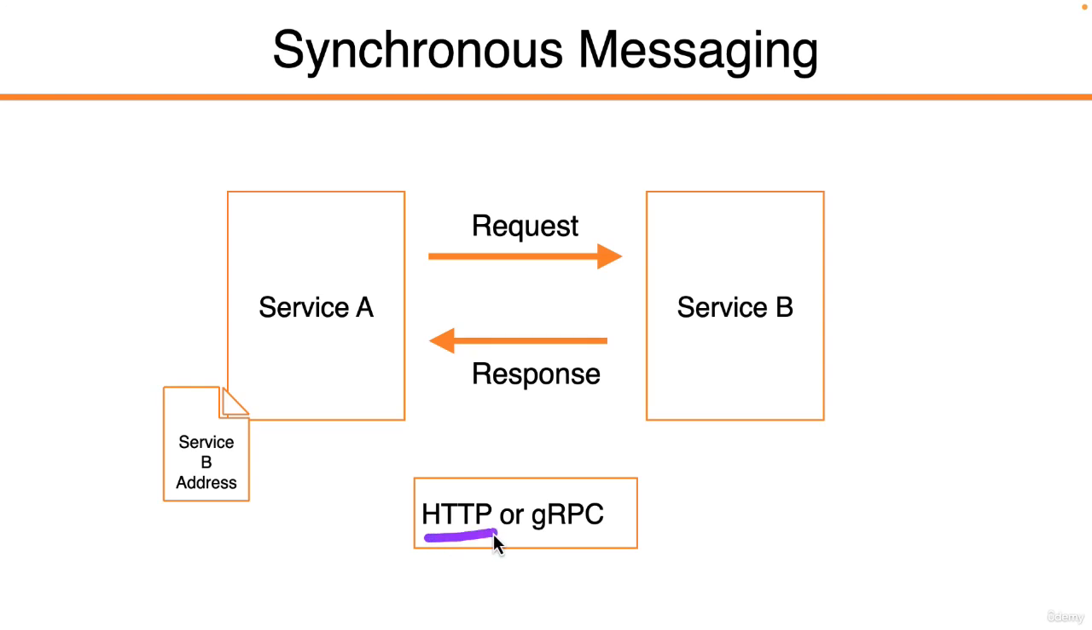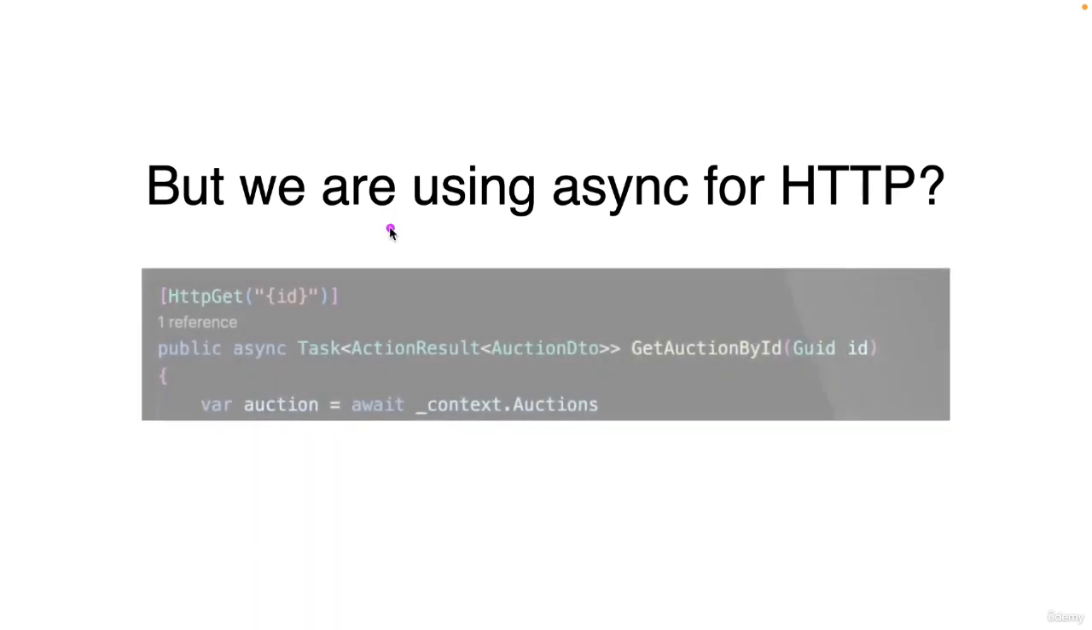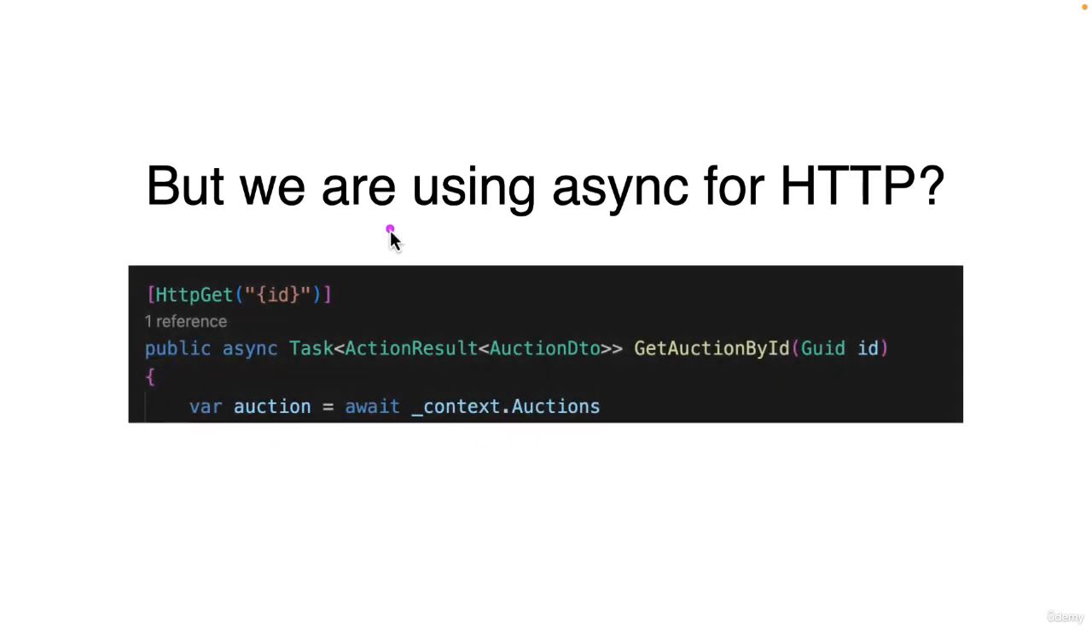And we're going to go for HTTP. Now, I say HTTP is a synchronous messaging type of communication. And maybe you're thinking that HTTP is an asynchronous type of communication because of how we've written our code in the auction controller, for example. We've got an async keyword here, which suggests that this code is asynchronous. So if we make an HTTP request to this particular endpoint, how can that be synchronous?